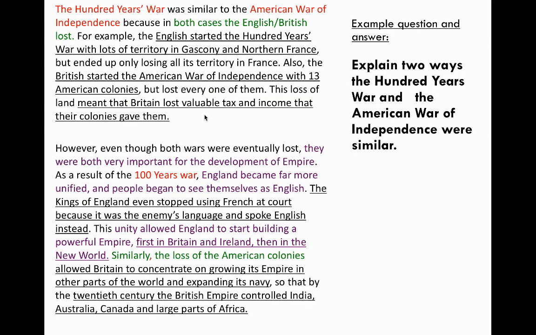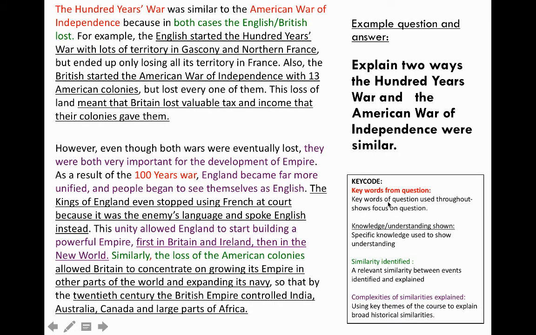So what does that look like in an actual answer? I've given you a completely different question this time, so that you can kind of see it in different ways. This question is, explain 2 ways the 100 Years' War and the American War of Independence were similar. Again, if you haven't studied some of these topics yet, don't worry, you will over time, but it's a good way of thinking about structure and quality of writing. I want you to pause the video, read, and just wait until you've finished. I'm going to keep talking though.